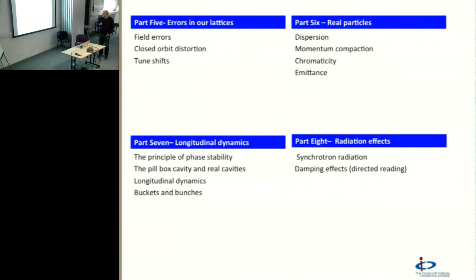Then we have a bit on longitudinal dynamics, which will be much quicker, but it will bring that part of the motion in line with the transverse part. And I'll explain why there's 6 bits for transverse and only 1 bit for longitudinal. That's very important. And then there's a part 8, which we probably won't have time to reach, but the slides will be there. It's mostly directed reading on radiation effects, synchrotron radiation, and what happens in storage rings to the emittance over many turns. So that's what we'll do.